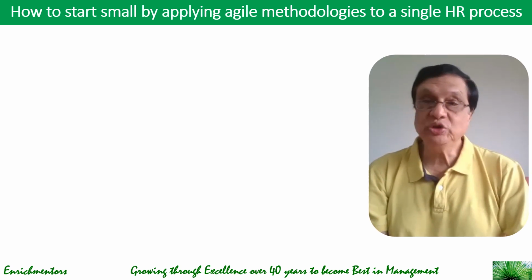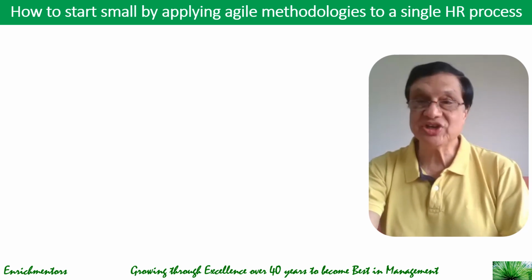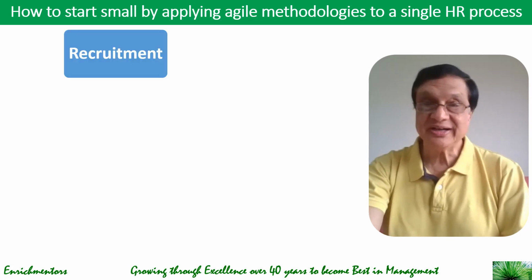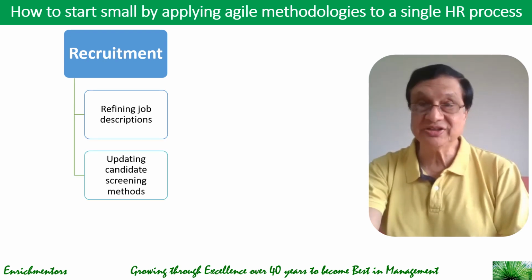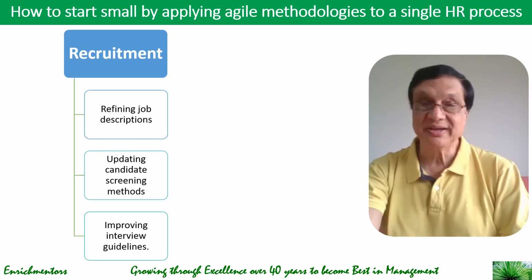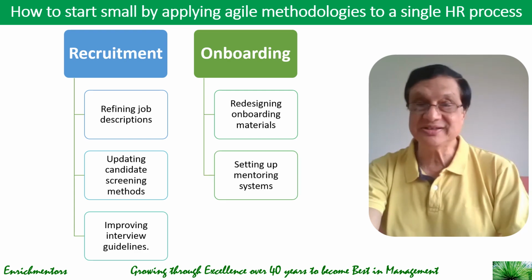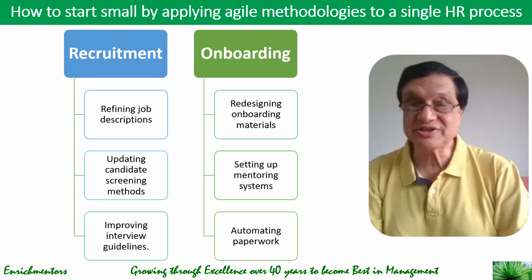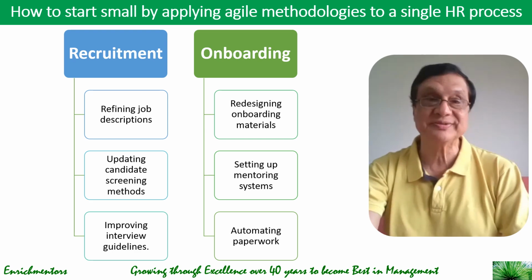Then you need to break down the process into smaller tasks. Decompose the HR processes into small manageable tasks that can be completed within the sprint. For example, in recruitment, tasks might include refining job descriptions, updating candidate screening methods, or improving interview guidelines. In onboarding, the tasks could involve redesigning onboarding materials, setting up mentoring systems, or automating paperwork. Now, this is required because small achievable tasks allow for faster feedback loops and more frequent wins.